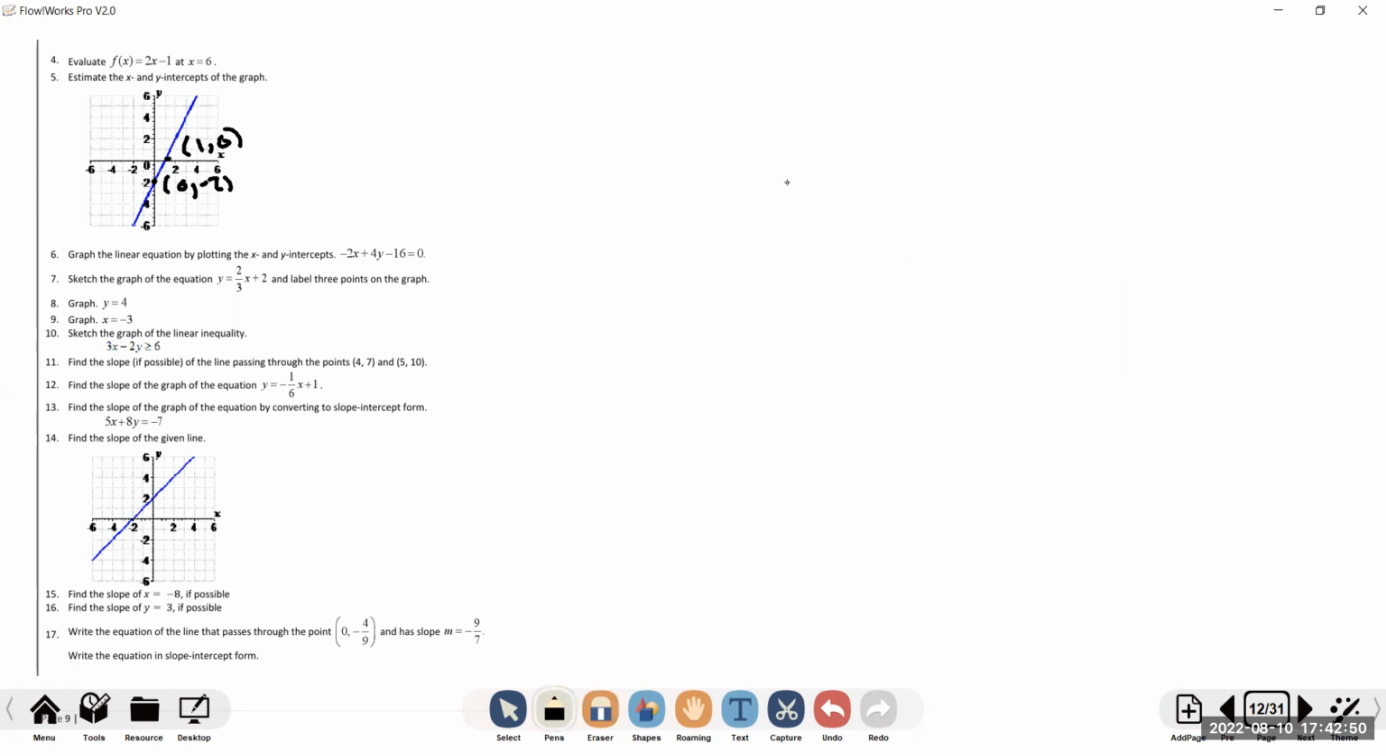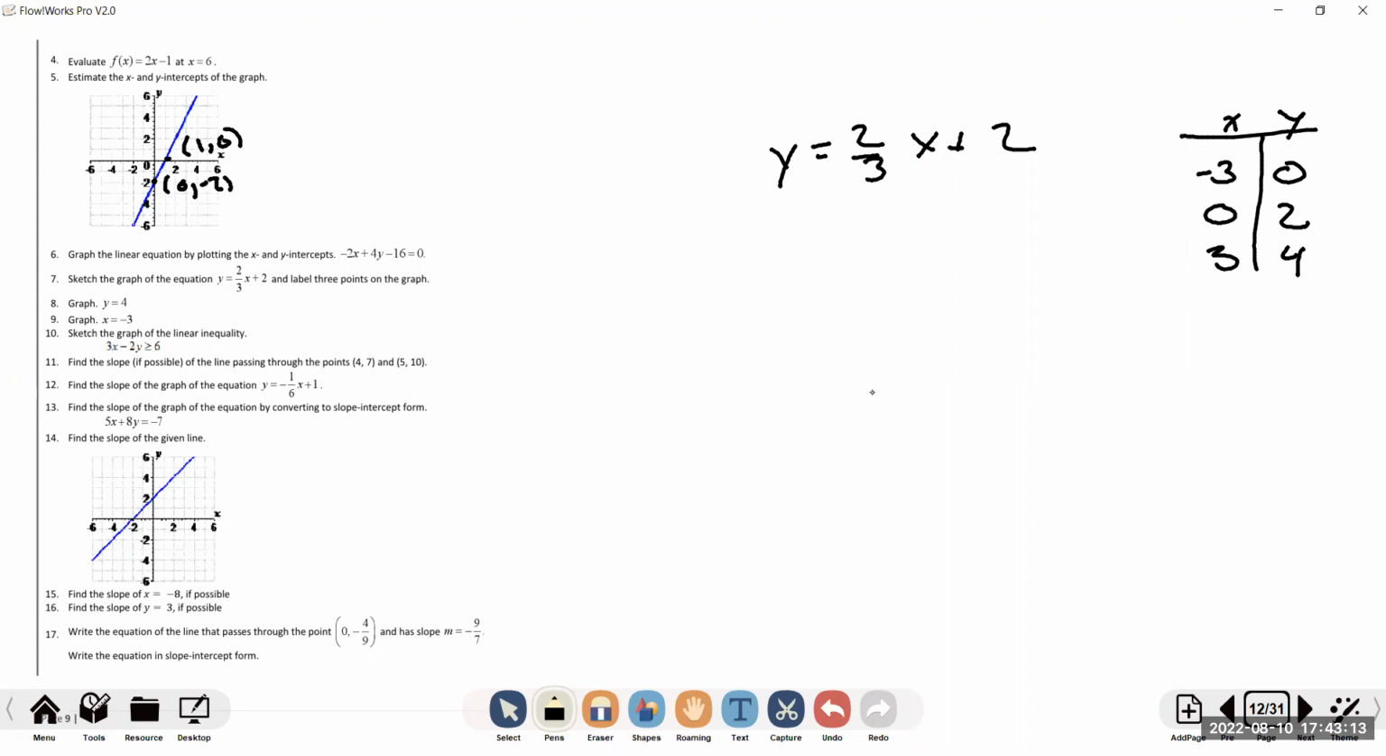Okay, number 7 asks us to sketch the graph of y equals 2/3 x plus 2 using at least 3 points. So I'm going to use (0, 2). Then I'm going to go right 3 and up 2. And I'm going to go left 3 and down 2 because my slope tells me to rise 2 and run 3.